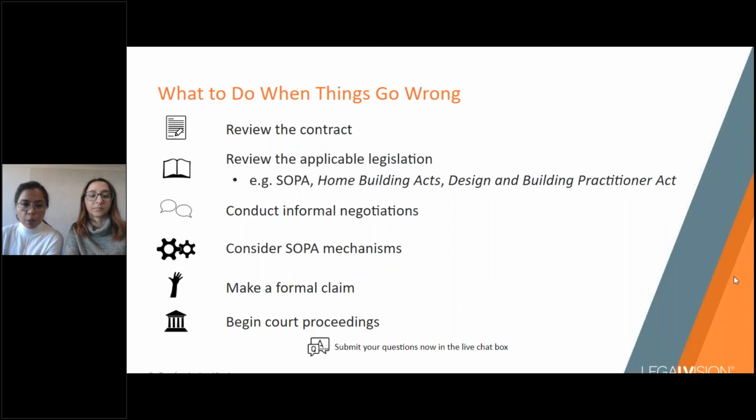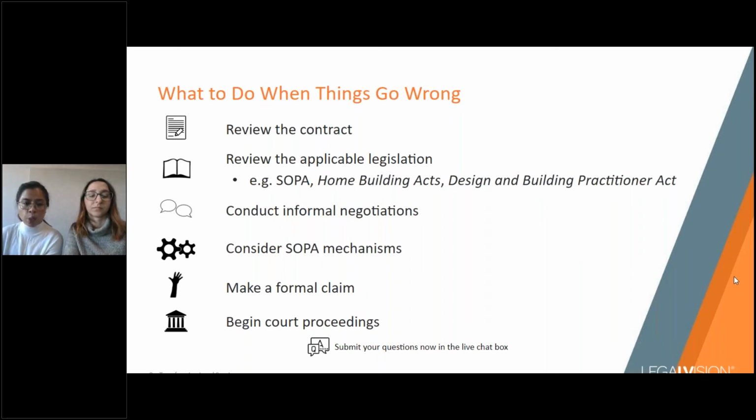For those of you who are not aware, SOPA, or the Security of Payment Act legislation, provides an interim framework to give builders cash flow relief, as it allows builders a quicker way to get paid with respect to disputed claims. However, it doesn't determine the final rights of the parties. Parties to a construction contract can always go to court for a final determination of their rights.